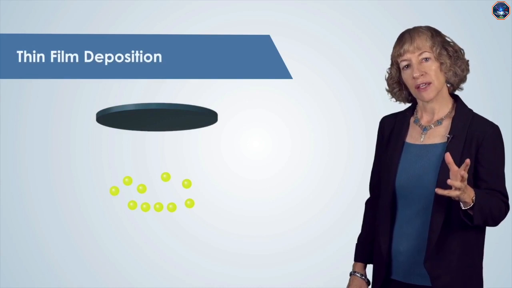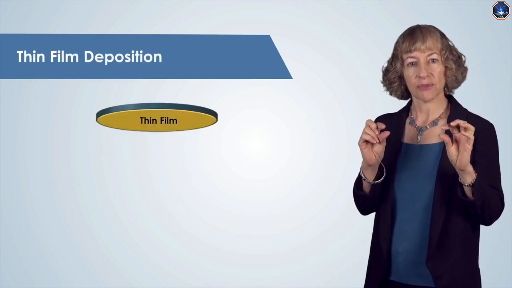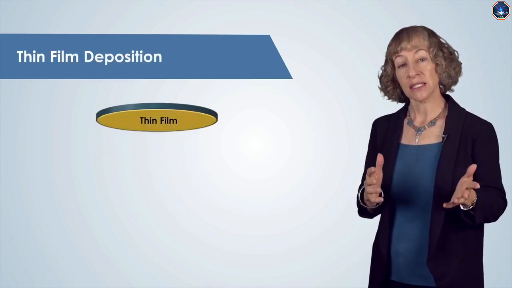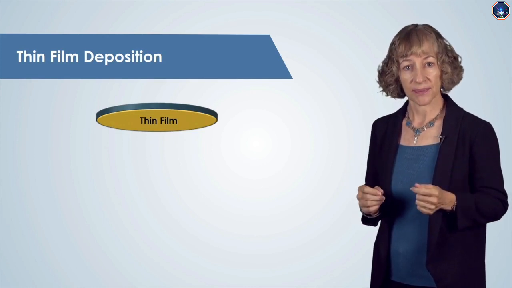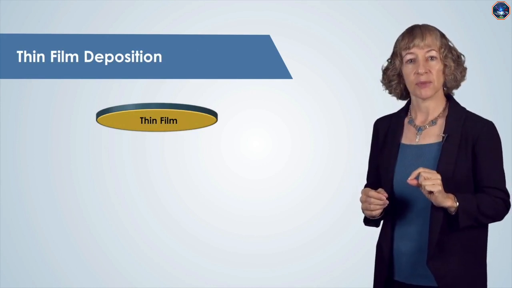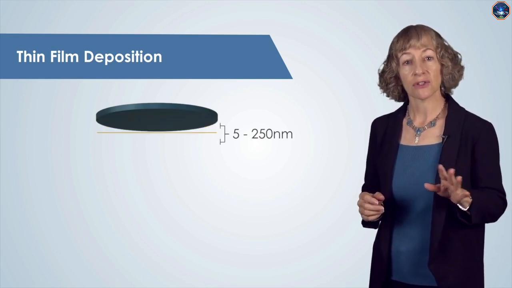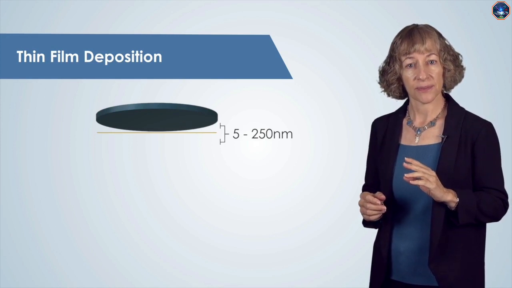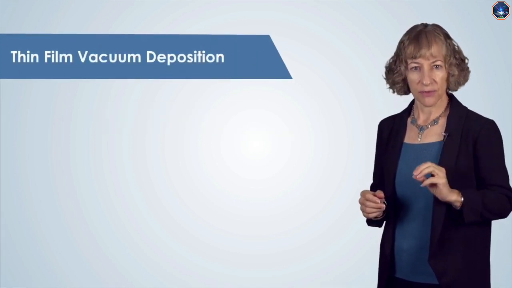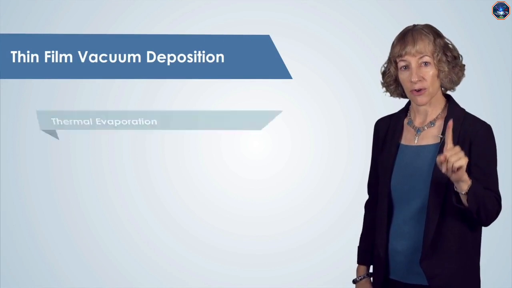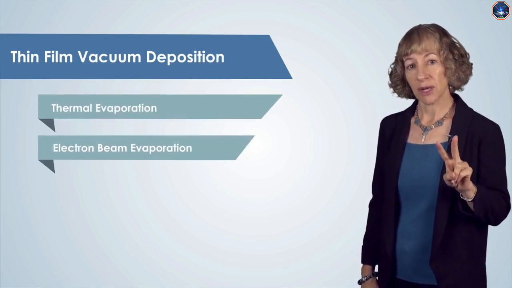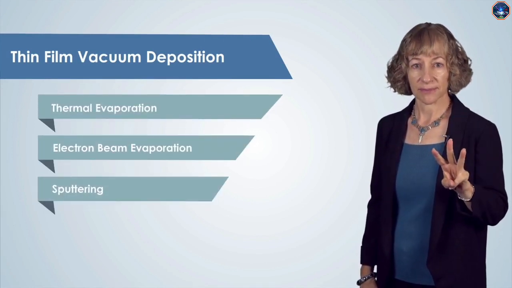Welcome back. I'm Nan Jokerst, and this is an in-depth video about vacuum deposition of thin films. We use vacuum systems to deposit thin layers of materials, such as metals and insulators, onto our substrates. The thicknesses of these vacuum deposited layers are very thin, on the order of 5 nanometers to 250 nanometers. The three most common thin film vacuum deposition techniques are thermal evaporation, electron beam evaporation, and sputtering.